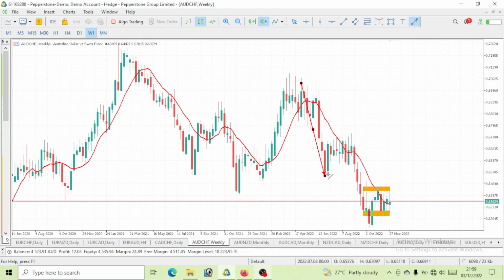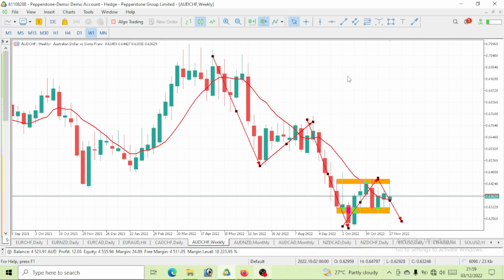Then we would now take this as a pullback on AUD Swiss franc. Then we would now see this as a drop on AUD Swiss franc. Guess what we've got in here? A pullback. After that, what do we expect? We are now expecting a drop again. We will be expecting a drop, right? At least we should be able to achieve it by next year, right?